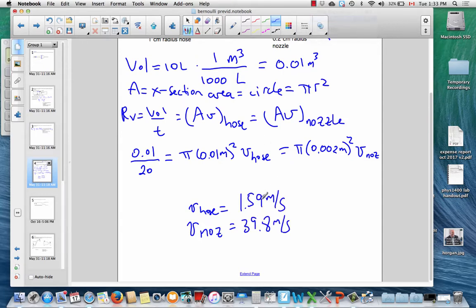Okay, so if we solve for those two flow speeds, these are the results we get. So to solve for the nozzle speed, I hope it's clear, you take 0.01 and divide by 20, then you kind of ignore this, and you're solving for this unknown. So you divide by pi, you divide by 0.02 squared, and then that gives you the speed as it emerges from the nozzle.